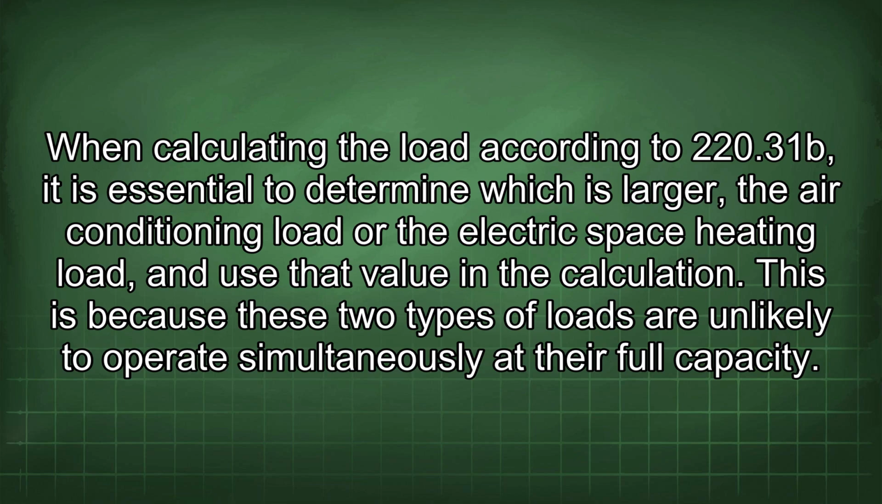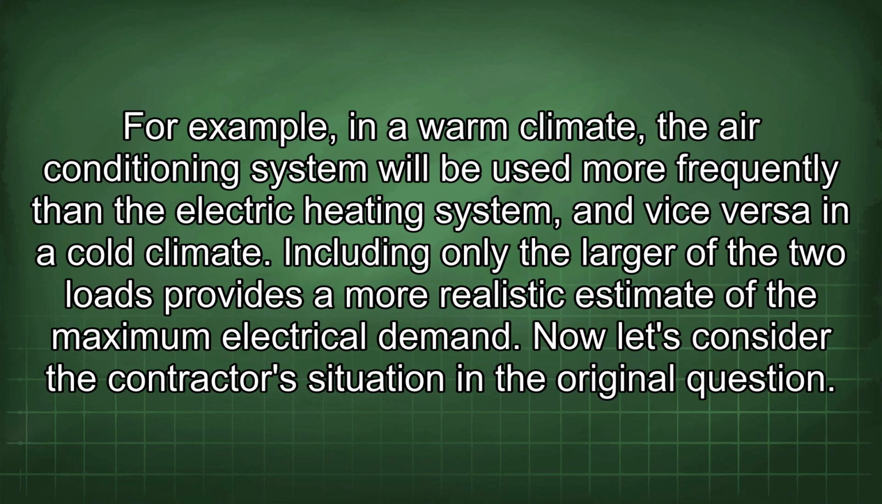This is because these two types of loads are unlikely to operate simultaneously at their full capacity. For example, in a warm climate, the air conditioning system will be used more frequently than the electric heating system, and vice versa in a cold climate. Including only the larger of the two loads provides a more realistic estimate of the maximum electrical demand.